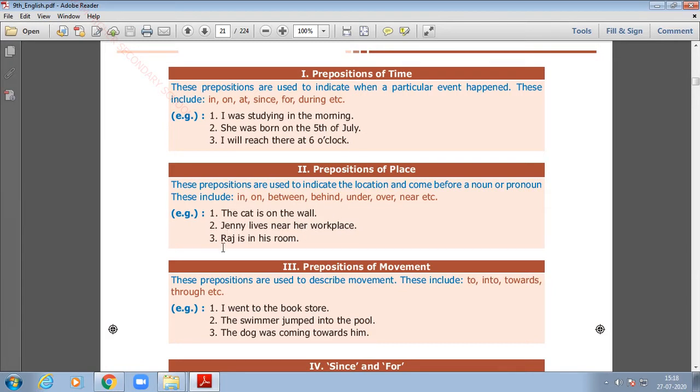Next. Raj is in his room. Referring to the place here. Where is Raj? Raj is in his room. If you want to indicate big places, you can use in. I live in Salem. Where in Salem? Then you go for a particular place. I live at Annanagar in Salem. So whenever you are talking about a specific or particular place, you can use at. So we are just learning to use the prepositions in the right form, in the proper form. And some words are common to time as well as place.